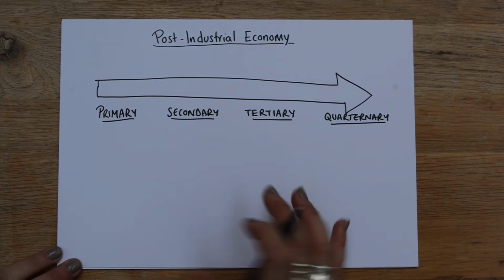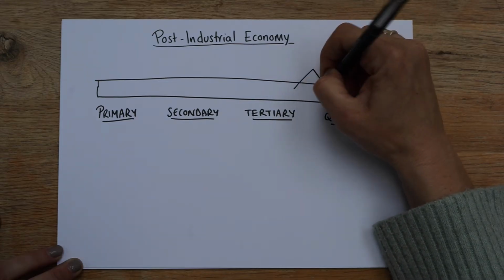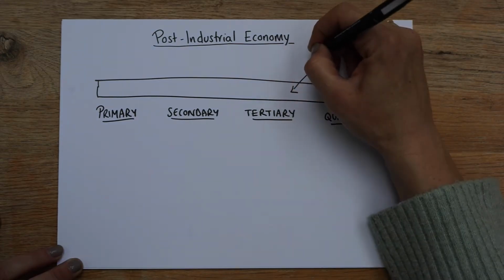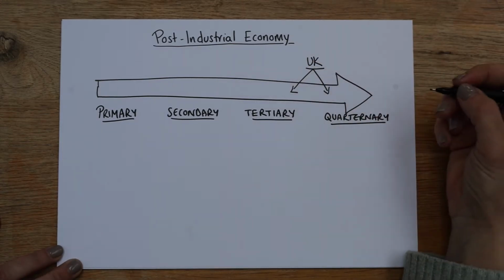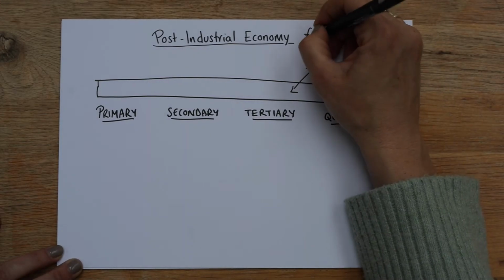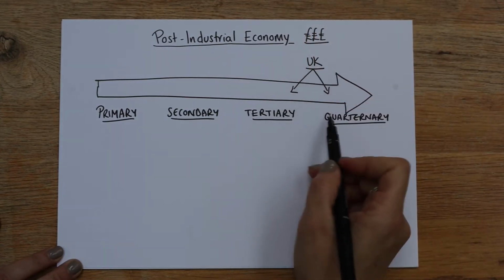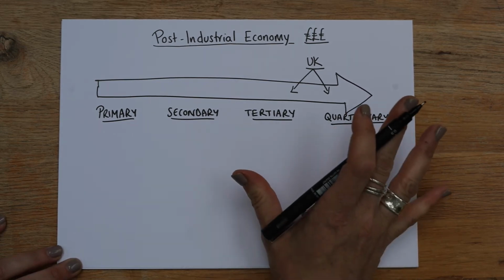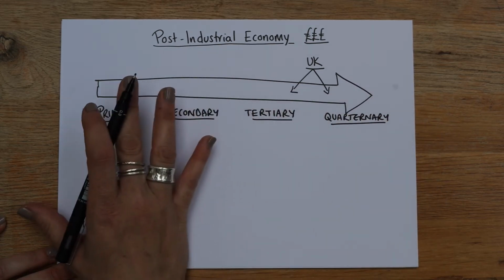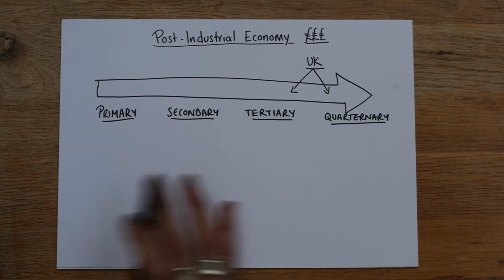Now, currently, I'd say the UK is here and here mainly. Okay, so a lot of our economy, let's put pound signs in there. All right, it's all about money. A lot of our economy is built around the tertiary and quaternary sector currently. And in the past, we were obviously down here in the primary sector. Let me show you what I mean by these sectors.